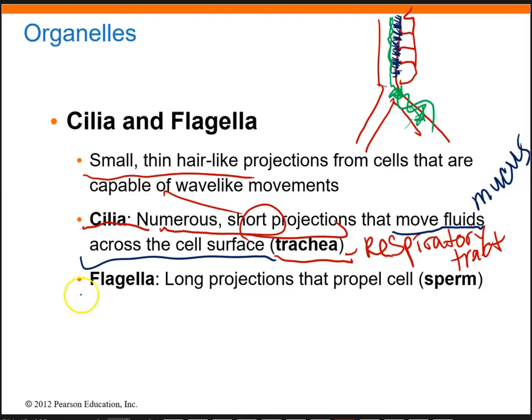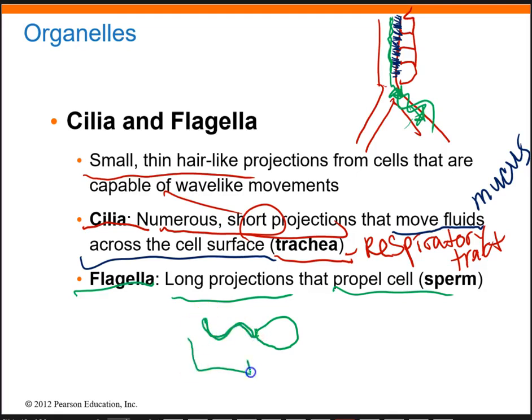Now, a flagellum is one single long projection that moves the cell forward. So cilia move stuff across the cell, but the cell stays where it is. A flagellum is one long, kind of whip-like tail that extends from the cell. And again, this tail moves in kind of a corkscrew motion, and that propels the cell. So it makes it look like the cell is able to swim, to move from place to place.